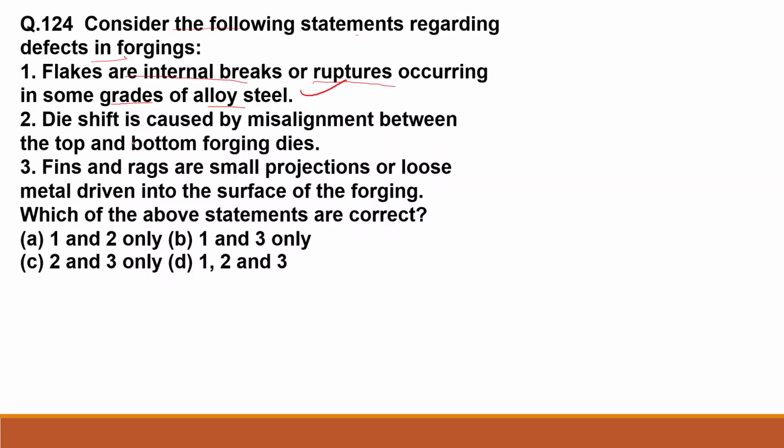Okay guys, die shift is caused by misalignment between the top and the bottom forging dies. This point also is right. Fins and flash are small projections or loose metal driven into the surface of the forging. This point also is right, because this may occur. Option D will be our right answer, because all the options are right.